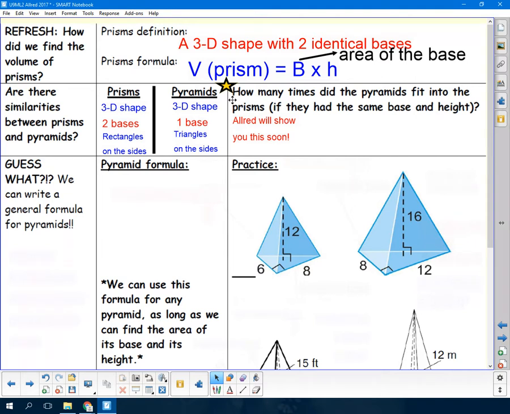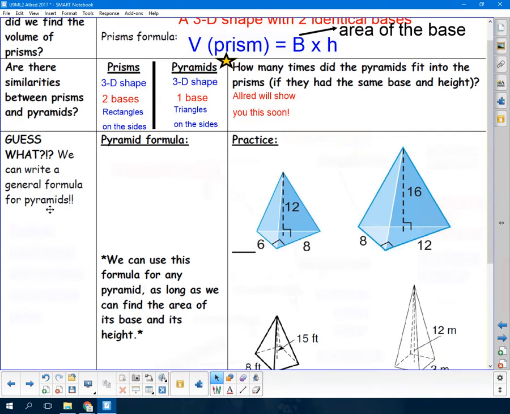Guess what? Whoa! We can actually write a general formula for all pyramids in the whole world. The definition I'll give you for a pyramid is that it's a 3D shape with one base that comes to one vertex. Vertex is a big math word for point. Try to write that definition down for sure. But we can write one formula for all of them. I'm going to tell you that formula right now, and we'll spend some time later together pouring water into some of them, and we'll try to understand why this formula works the way it does. But I'm going to give you the formula to start with.